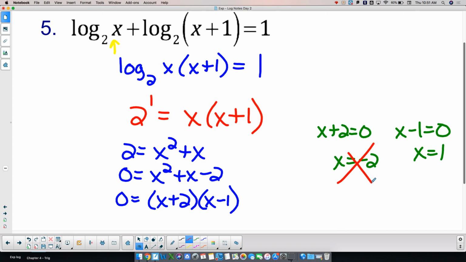If I plug 1 back in there, log base 2 of 1 is 0. If I put 1 into the next one, log base 2 of 1 plus 1. 1 plus 1 is 2. Log base 2 of 2 is 1. 1 plus 0 is 1. 1 is equal to 1. Lots of 1s there. X is equal to just 1. Okay. Questions on that one?